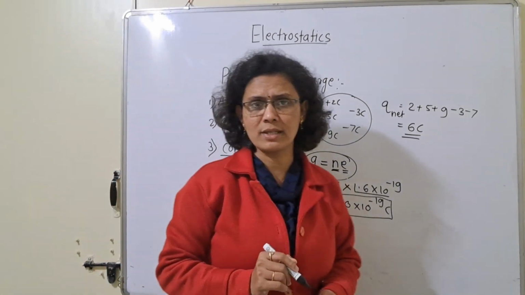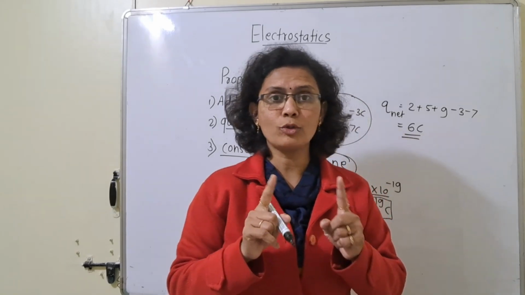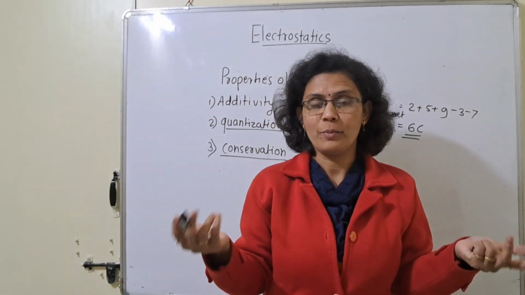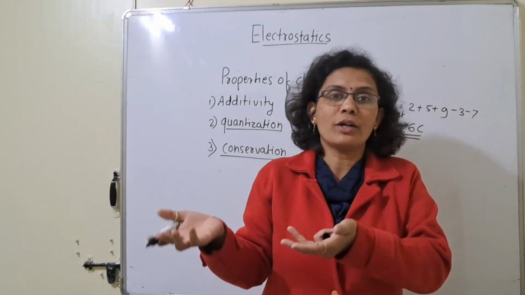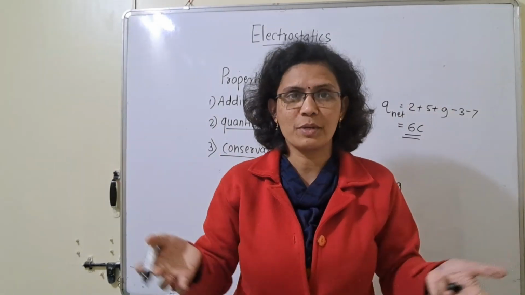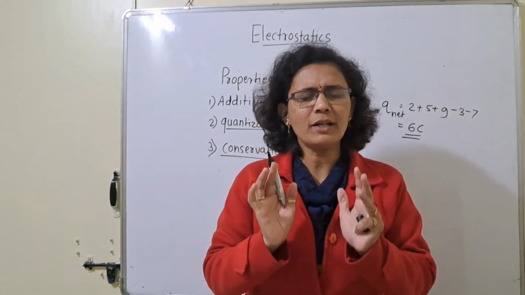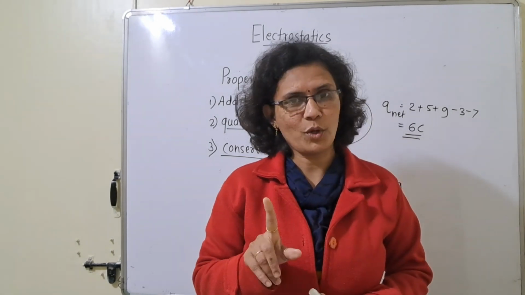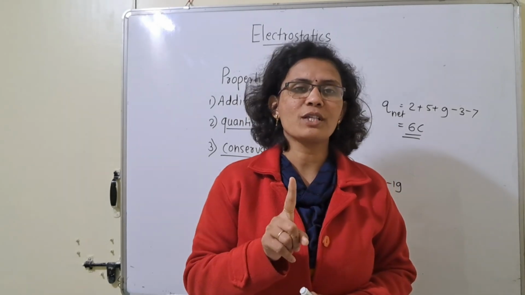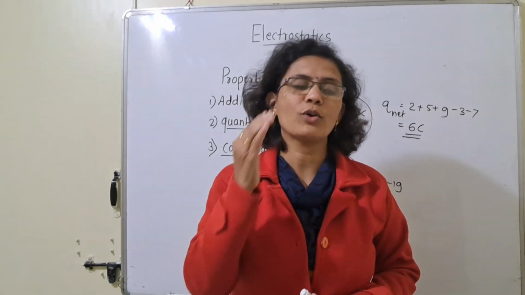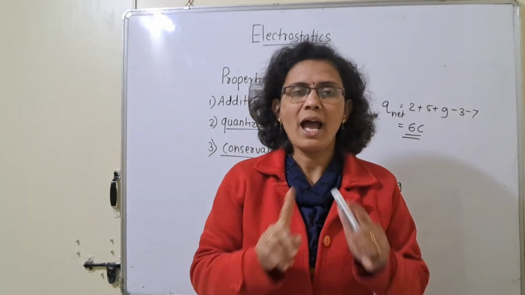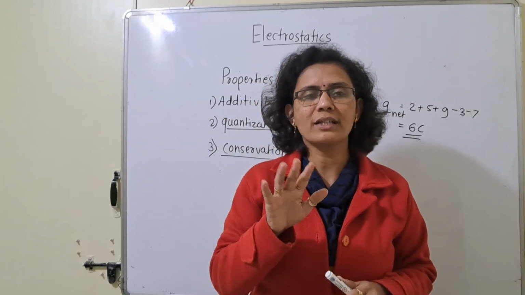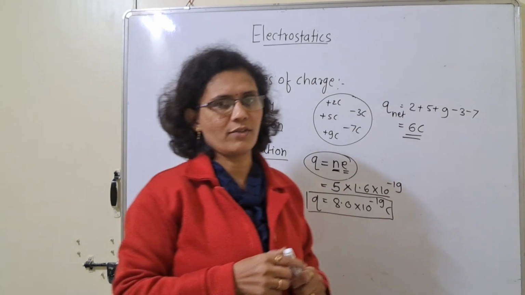What is meant by conservation? See, you have heard about conservation of energy. Energy cannot be created nor destroyed, but one form of energy can be converted into another form and the energy of the universe remains constant. Correct? Similar to that, conservation of charge. Charge cannot be created nor destroyed, but charge can be transferred from one point to another point or one body to another body, and the charge of the system remains constant. That is conserved. This is conservation of charge.